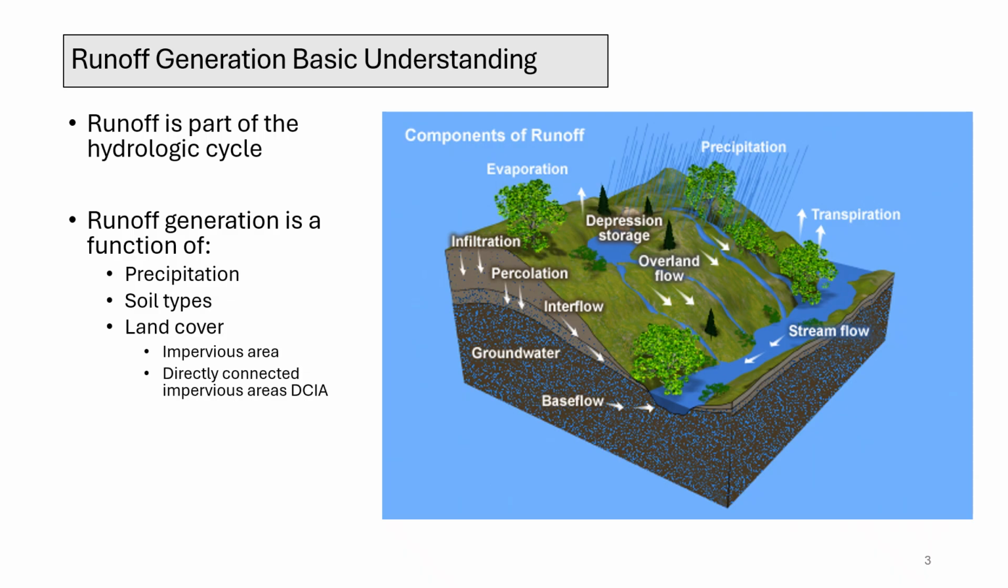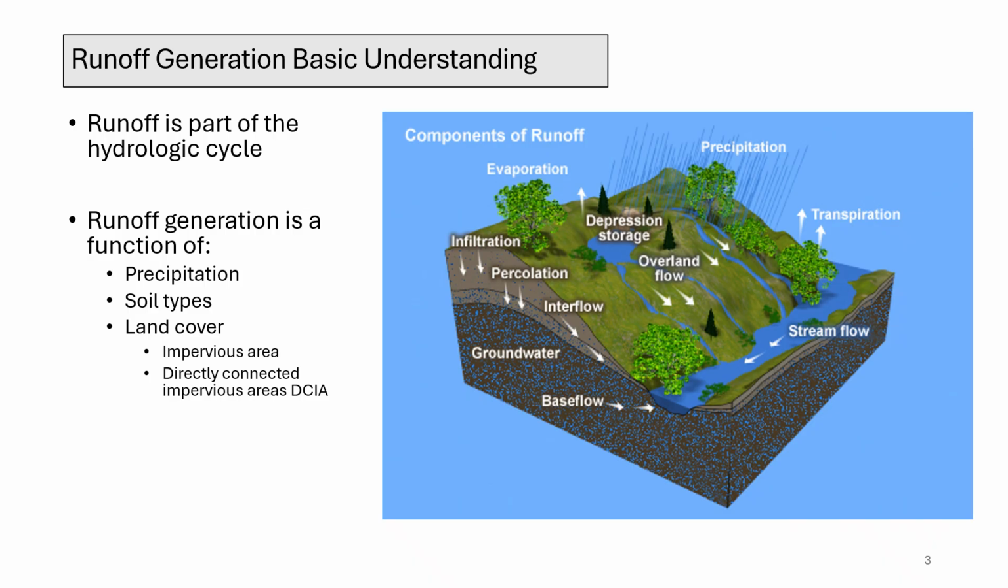Runoff is an essential part of the larger hydrologic cycle, representing the water that flows over the land surface. The generation of this runoff is a complex process influenced by several critical factors. Naturally, precipitation is a primary driver. The amount and intensity of rainfall directly dictate the potential volume of runoff. However, it's not solely about the rain itself. The characteristics of the land also play a significant role.